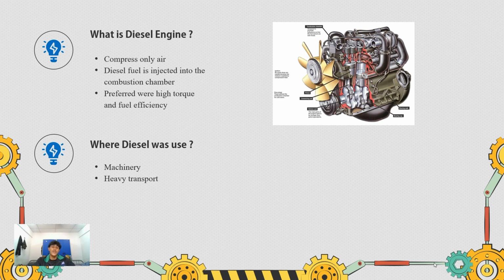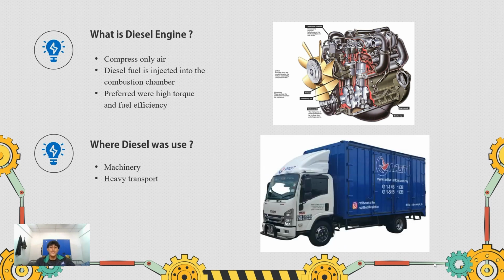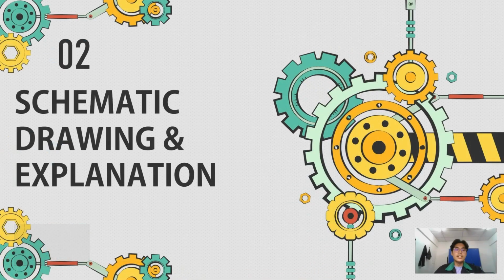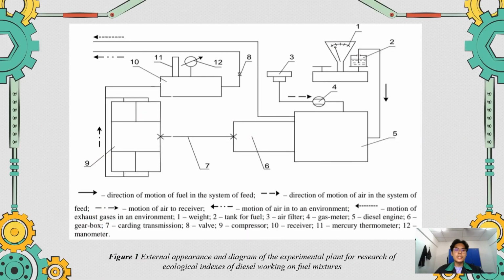So where is diesel used? It is basically used in heavy machinery and heavy transport, such as trucks. The use of diesel made it easy to carry people and things. Moving on, the schematic drawing and explanation.